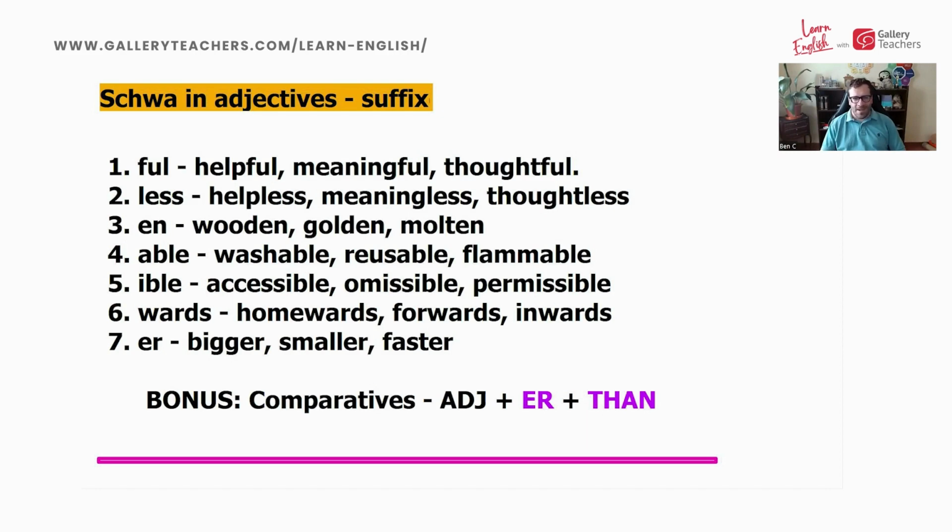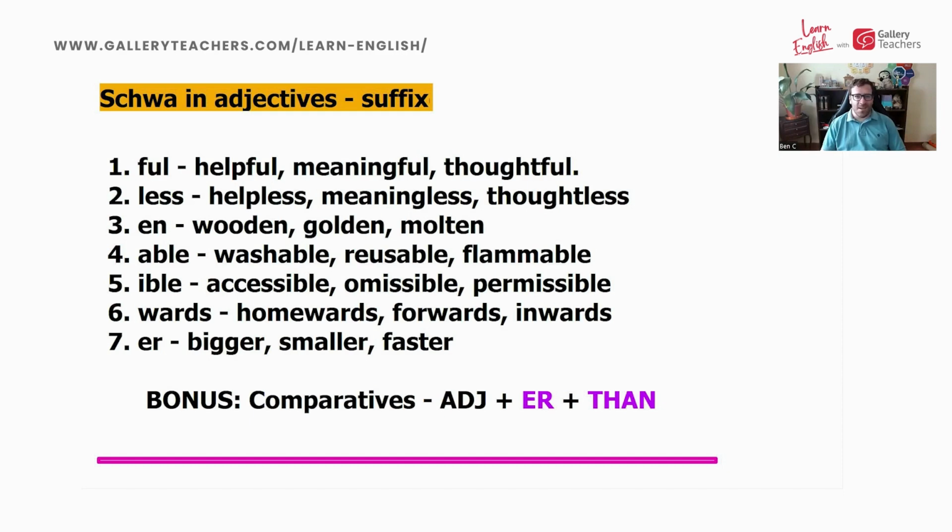And this is weird because it's spelt in a different way, but the sound is just the same. Accessible, omissible, permissible, washable, accessible, reusable, omissible, flammable, permissible. Exactly the same. What about this one? We've got -wards: words, homewards, forwards, inwards.